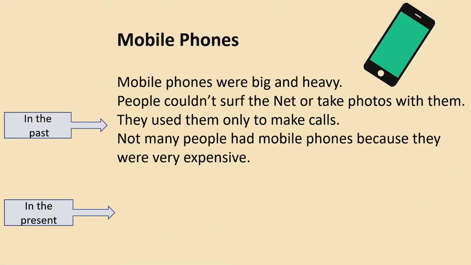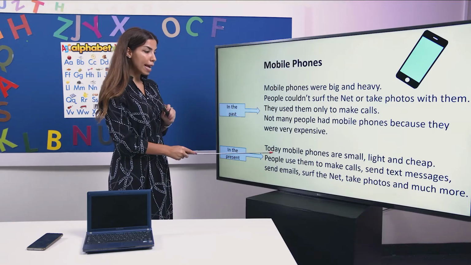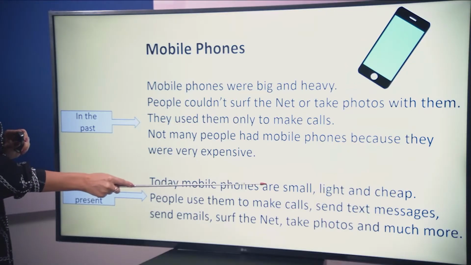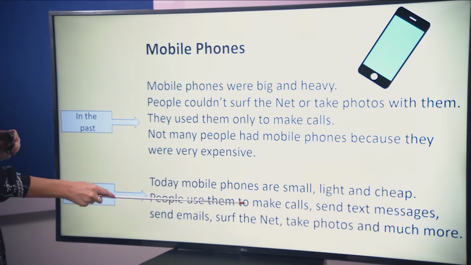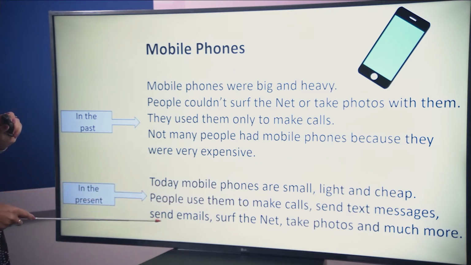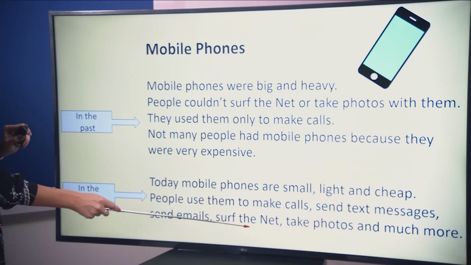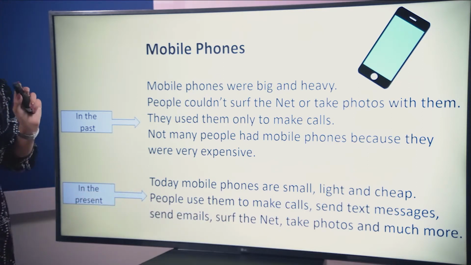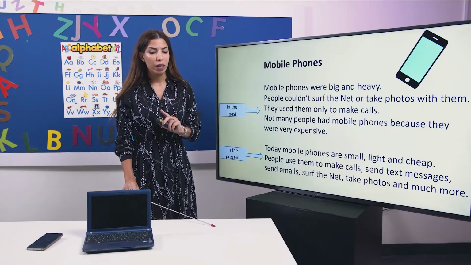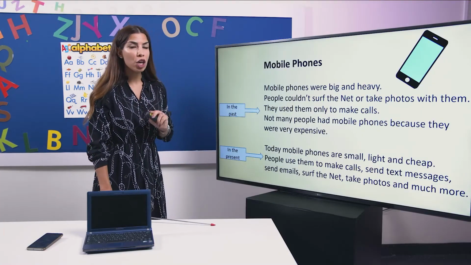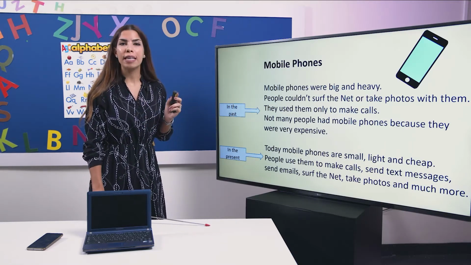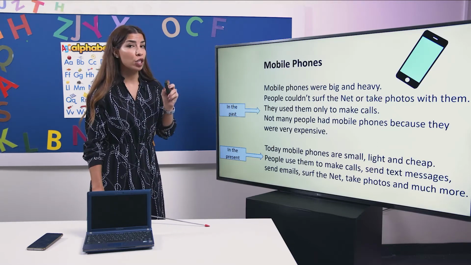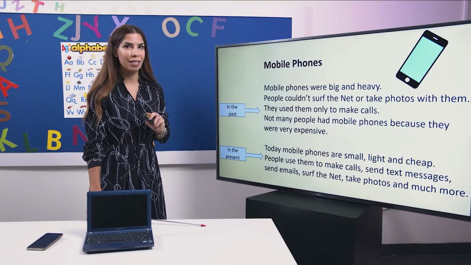And now, let us see how mobile phones are in the present. Today, mobile phones are small, light, and cheap. People use them to make calls, send text messages, send emails, surf the net, take photos, and much more. So, as you can see, in the present, we can use the mobile in order to make lots of things. We can send emails, we can take pictures, we can surf the internet, and a lot of other things.